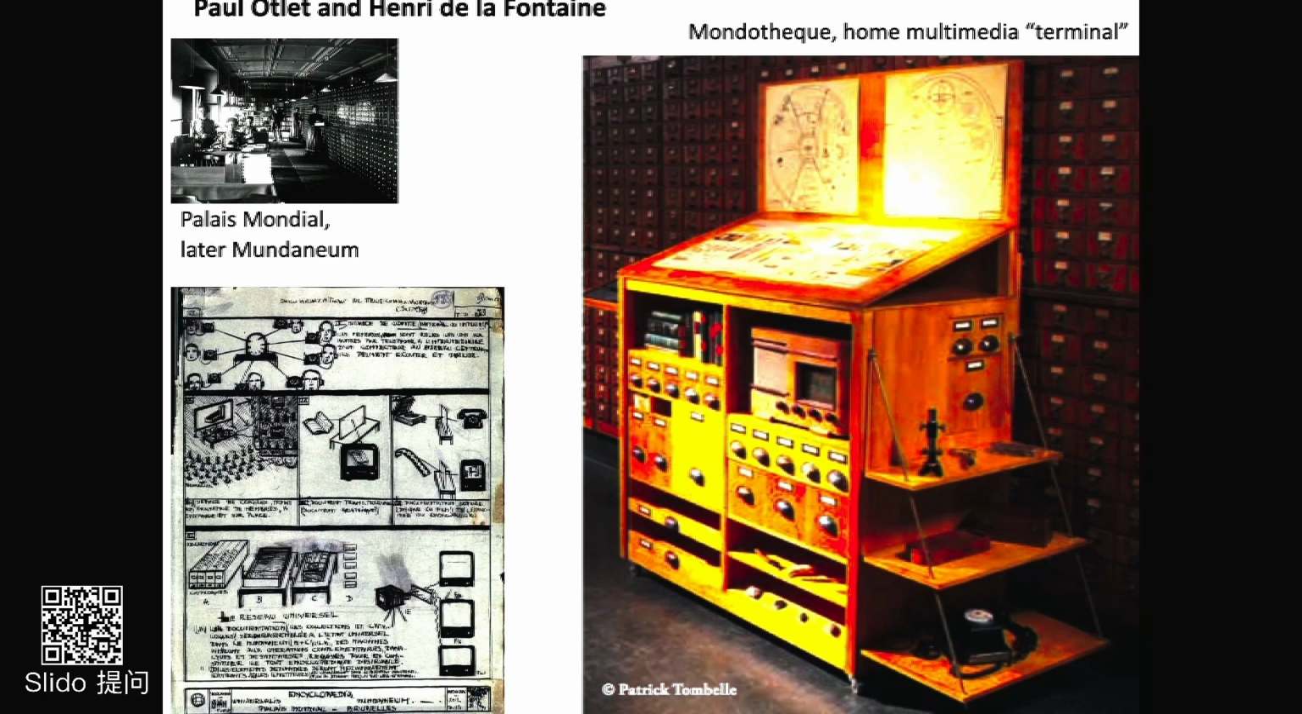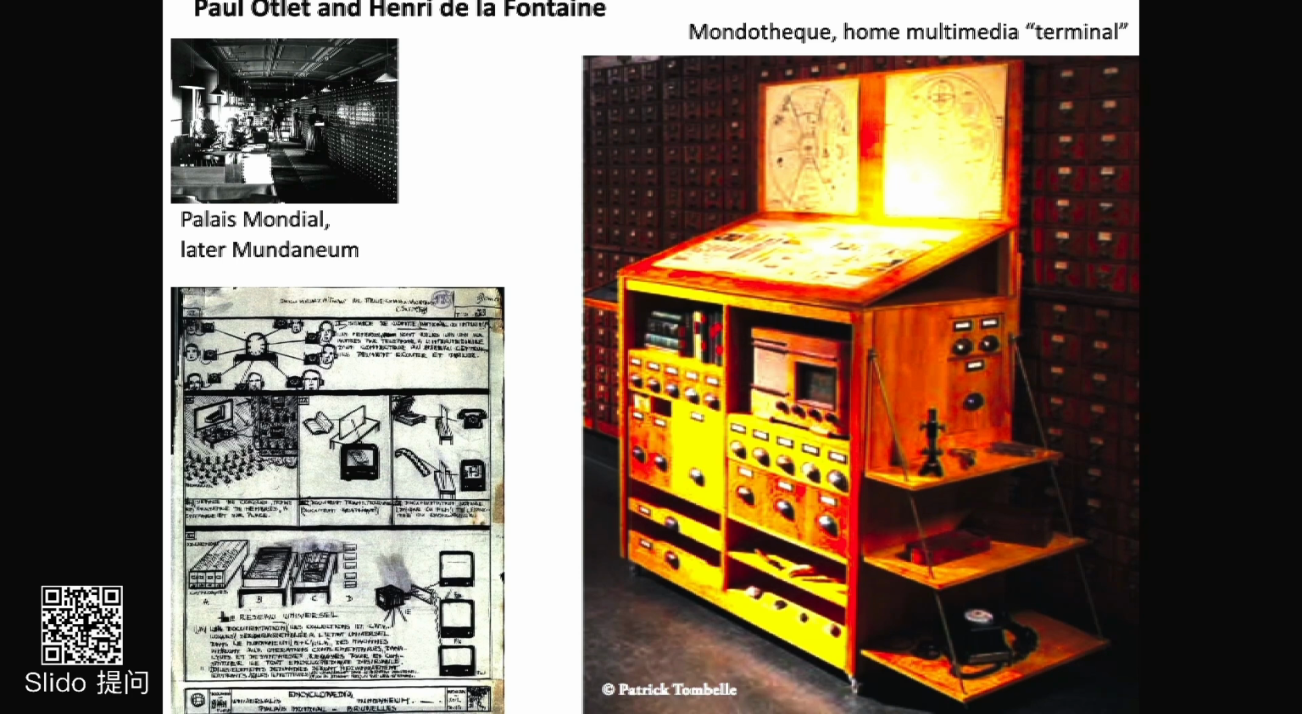So at right is Otlet's proposed Mondotheque, like world, not easy to translate, but for the home, which would include a whole bunch of those gizmos on it. You would have, you know, six different kinds of machines to handle different media. And he was convinced that you did need multiple media to effectively transmit knowledge. You can learn from text, but having motion and sound and images gives a much richer experience.